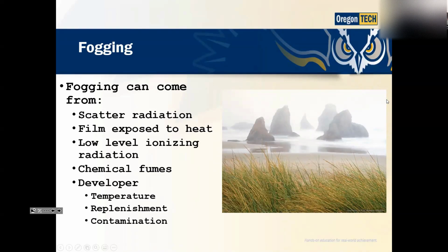This slide, there's fog. See, would you say that this is low contrast or high contrast? Low contrast, yeah.